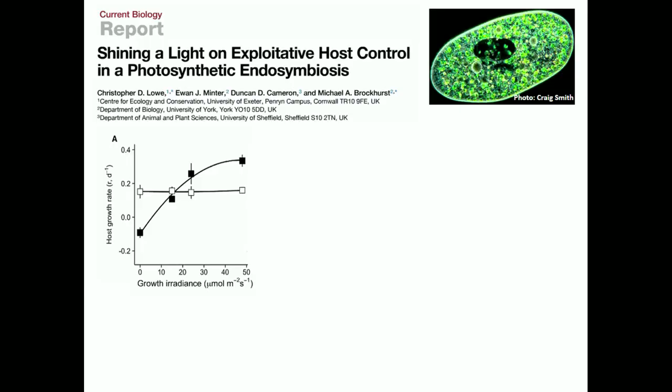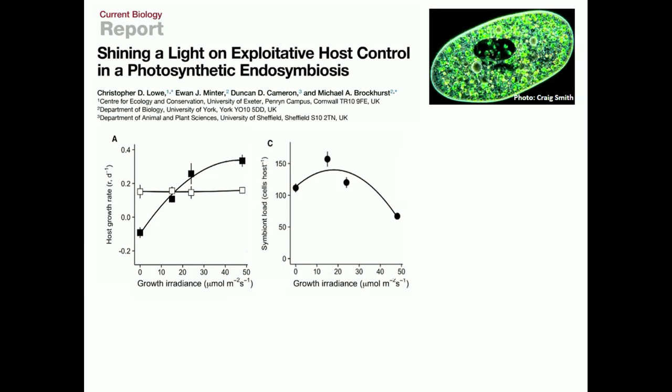So earlier in the year, we published a paper about exploitative host control in this system. Why we think it's exploitative is because the growth of symbiotic hosts in the black versus aposymbiotic, without symbionts, in the white is context dependent in terms of light. So hosts really benefit from the symbiosis at high light, but they pay quite a large cost in the dark, when there's low light. So for the hosts, the symbiosis is good, provided there's light.